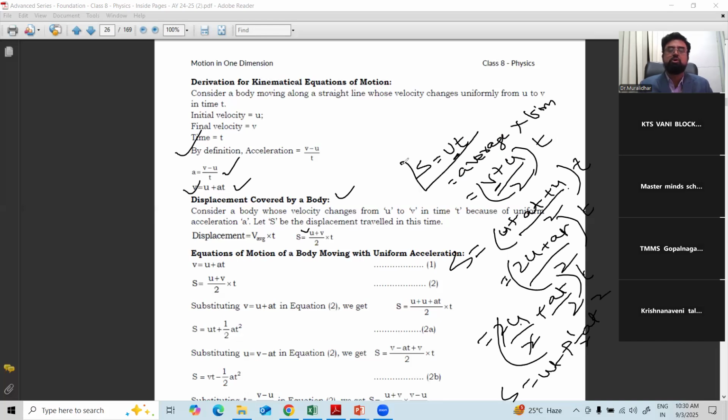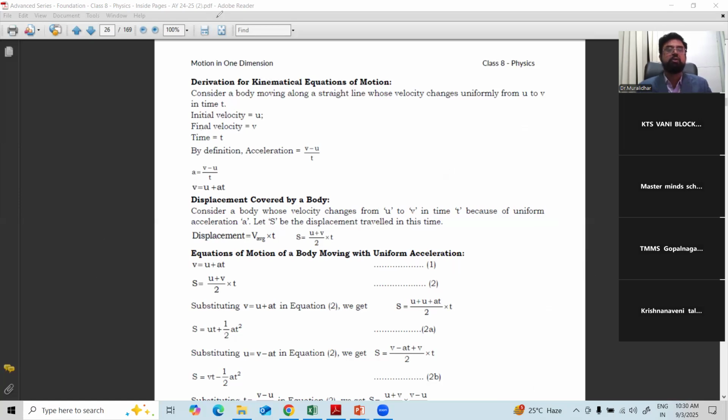Simply from s is equal to average velocity into time. Because there are two velocities, one velocity you can directly put in, but as there are two velocities, you have to find the average. That is equation 2. So from combining 1 and 2, you can get the third equation. We have to use the first and second equations to obtain the third equation also. Very simple. See here.